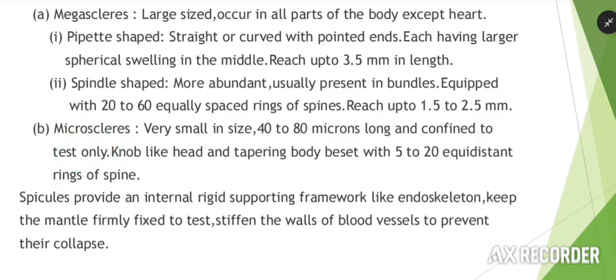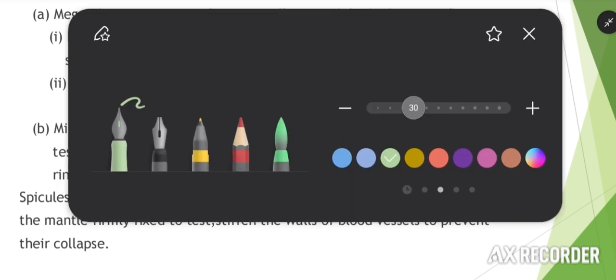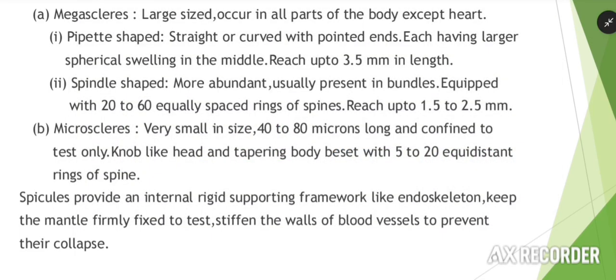They have a knob-like head and tapering body, beset with 5 to 20 equidistant rings of spines. Rings of spines, what are rings of spines? I have already told you. And let's see this. This is the tapering body and a knob-like head. They have a knob-like head with a tapering body.